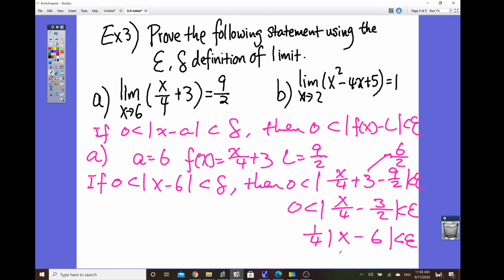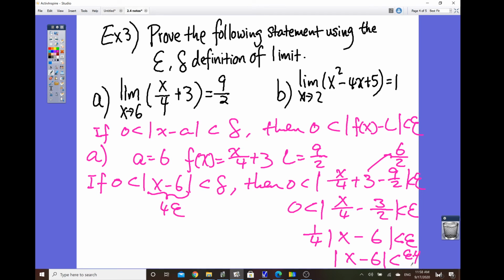So what we need to do next is isolate that absolute value of x minus 6. So the absolute value of x minus 6 is less than epsilon times 4, or 4 times epsilon. So now, back to the hypothesis. Instead of using that absolute value of x minus 6, guess what we can use?